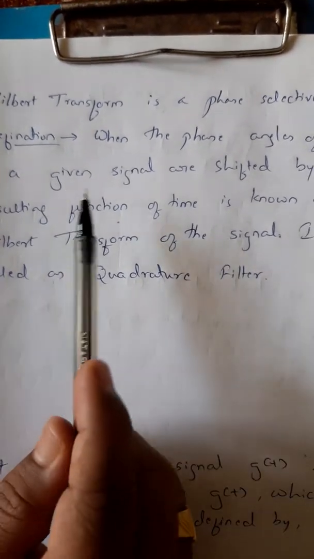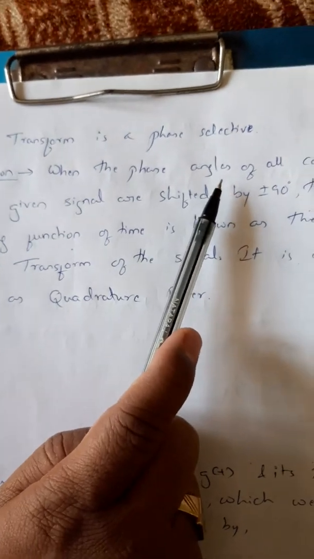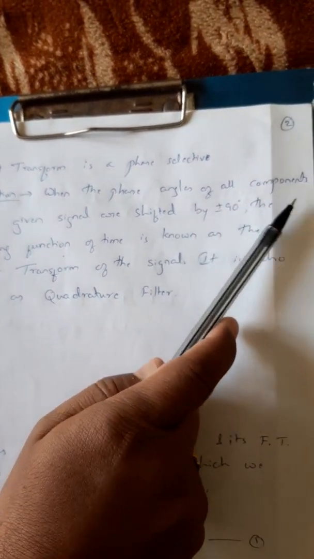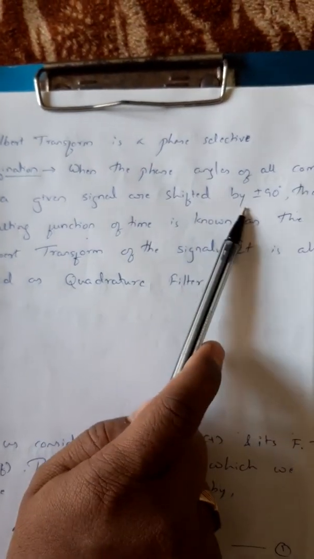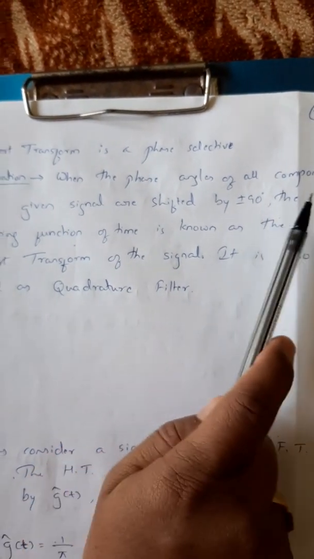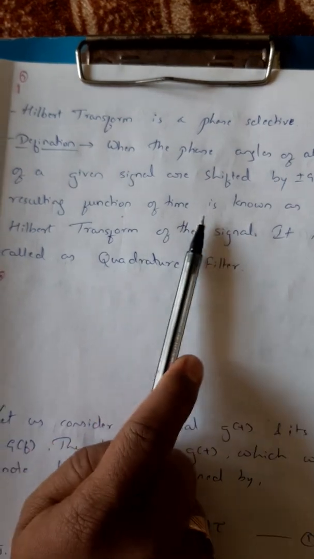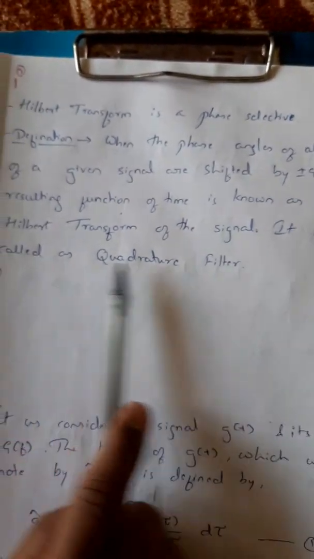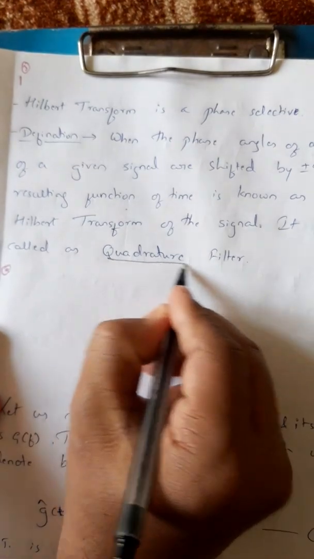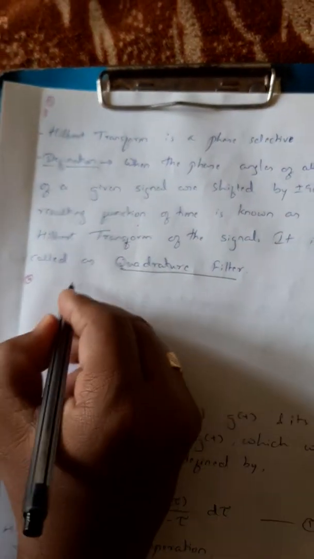So the definition goes like this: when the phase angles of all the components of a given signal are shifted by plus or minus 90 degrees, the resulting function of time is known as the Hilbert transform of the signal. It is also called a quadrature filter. We'll see this part afterwards. First, let us understand this.